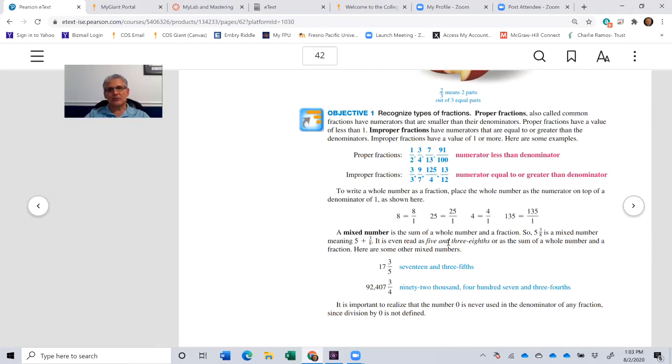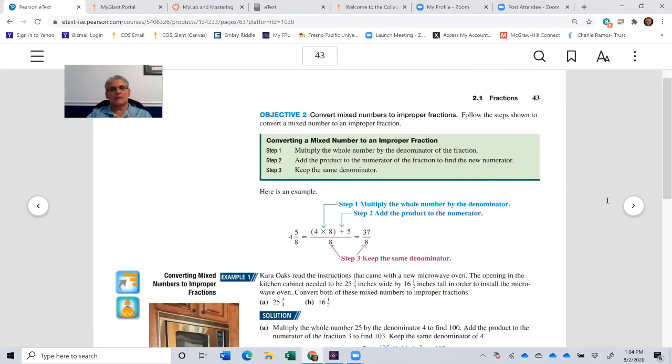A mixed number is the sum of a whole number and a fraction. So for example, 5 and 3 over 8, or 5 and 3/8, is a mixed number, meaning what you have is 5 plus 3/8. Some examples of a mixed number are 17 and 3/5 and 92,407 and 3/4.